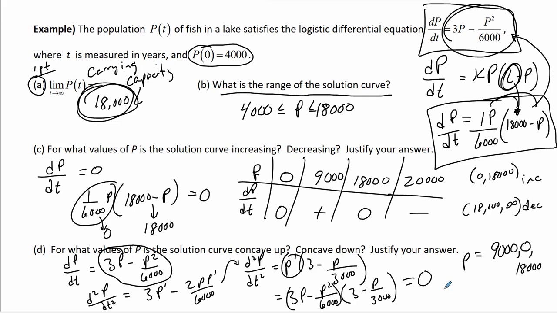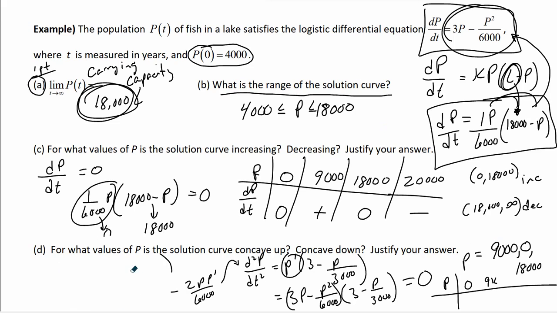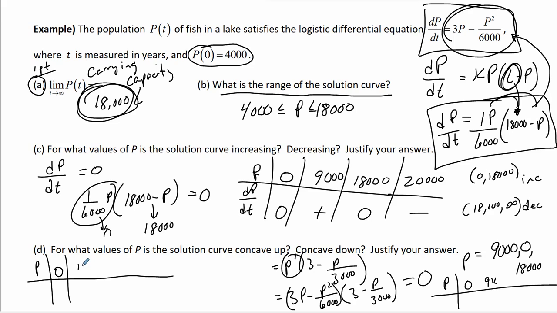Okay, if I make a table, and I'm going to use 0, I'm going to put 9k just because of space. Actually, let me do some awesome stuff here. I don't want to scroll down because I'm going to lose all this other stuff, so I'll make the table over here. I got p, make a table. I got 0. I'm going to put a value of 5,000 because that's in between 0 and 9,000. I'm going to put 12,000 because that's in between 9,000 and 18,000. And then I'm going to put 20,000, just like I did before.